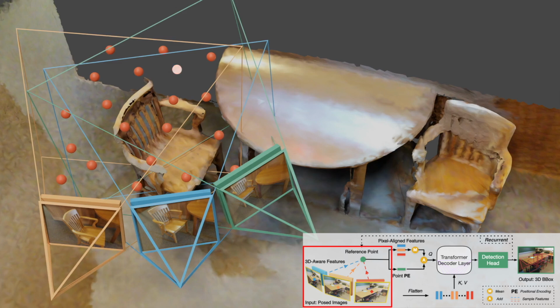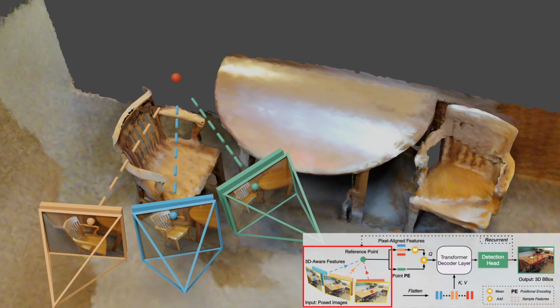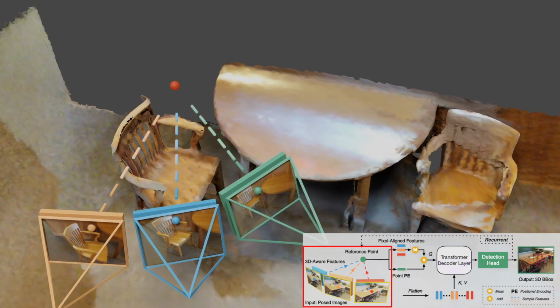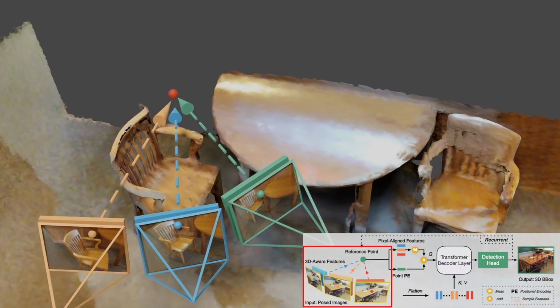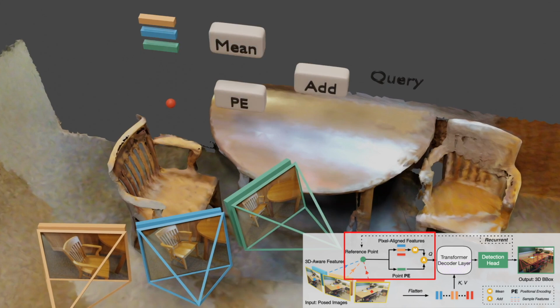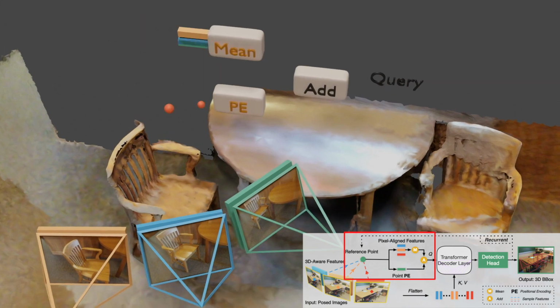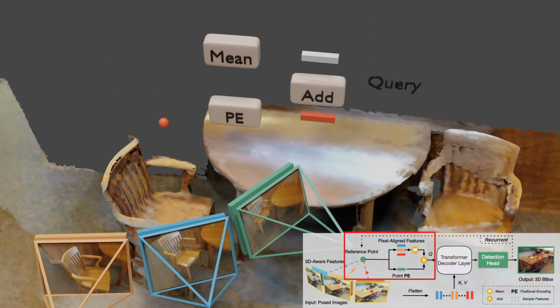Take one reference point as an example. We project this point back to 2D input views and bilinearly sample the feature vectors at the 2D pixel locations. We aggregate the feature vectors across all views with average pooling. We also encode the 3D location of the reference point with the Fourier positional encoding, followed by a small neural net.